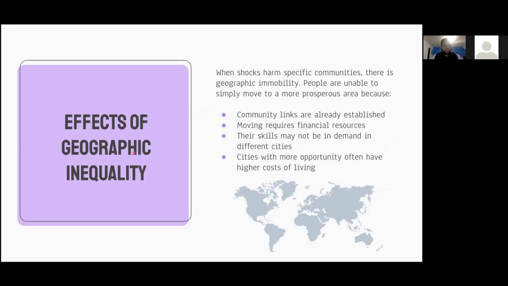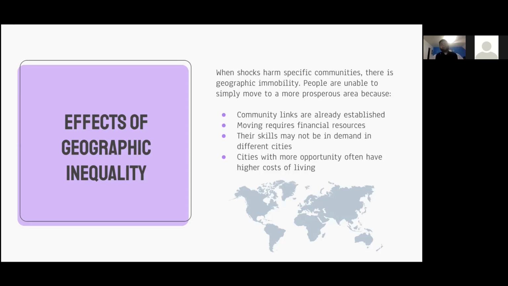There are also aspects of geographic inequality that come into economics that are super important to mention. There are specific instances in which there's geographic immobility. People are not always able to simply move to a more prosperous area, for a number of reasons. One, there are already community links established in a lot of cases, meaning people don't have the same ability to move. Moving requires significant financial resources. Skills that certain workers have in rural areas may not be as in demand in city-based and urban economies.